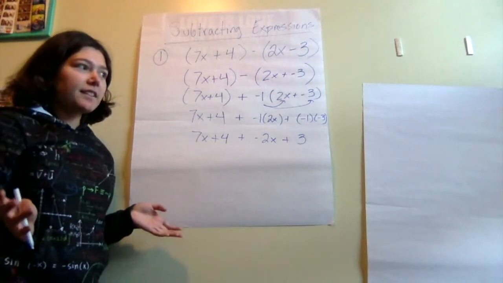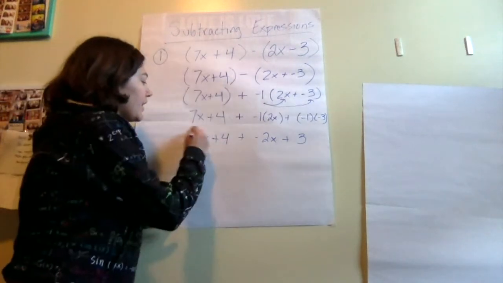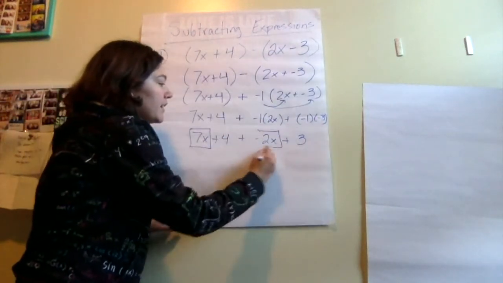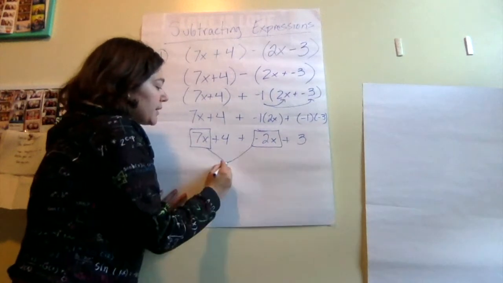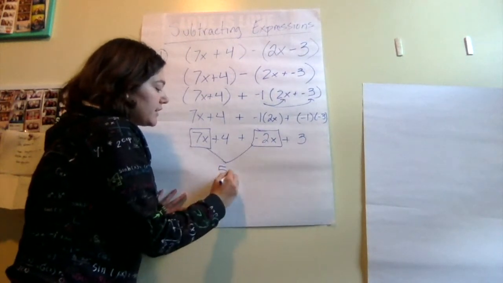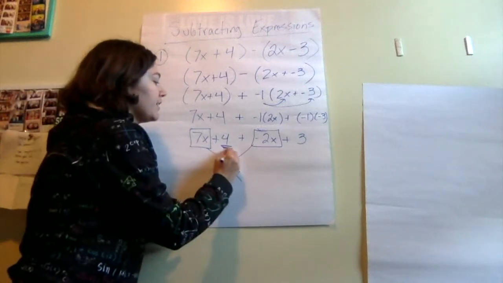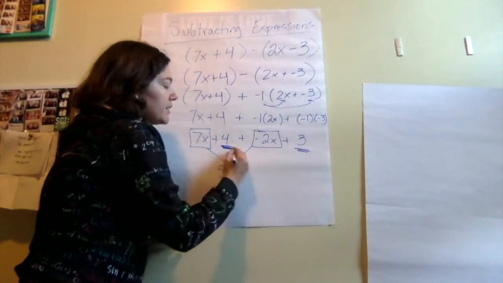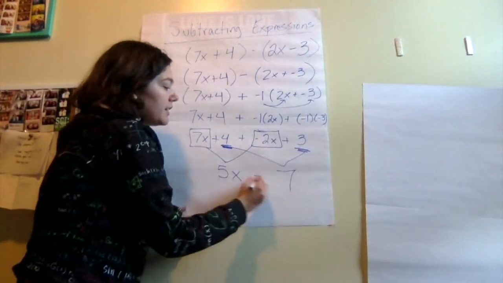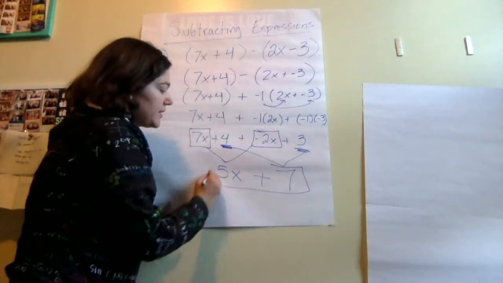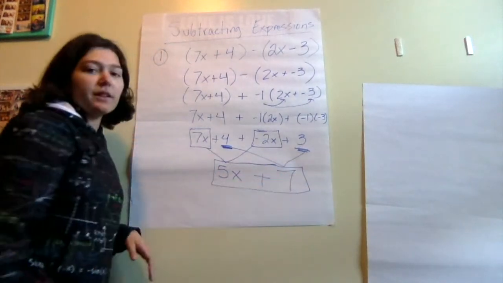Alright, and then from here, the last step, we need to combine the like terms. I have 7x and negative 2x. So I'm going to combine those and get 5x. 7 plus negative 2 is 5. And then I have 4 and 3. Just add those together and I get 7. So my final answer here is 5x plus 7.